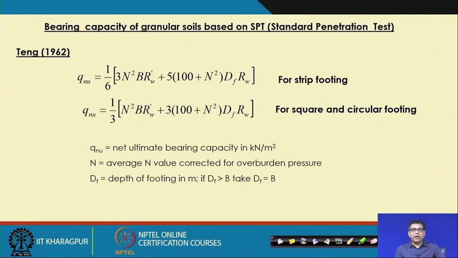Till now we have discussed how we can determine the bearing capacity by the theories proposed by various researchers. Now, the bearing capacity of granular soil can also be determined from SPT test data. This was proposed by Teng in 1962, where the net ultimate bearing capacity value we can determine for the strip footing and also for square and circular footing.